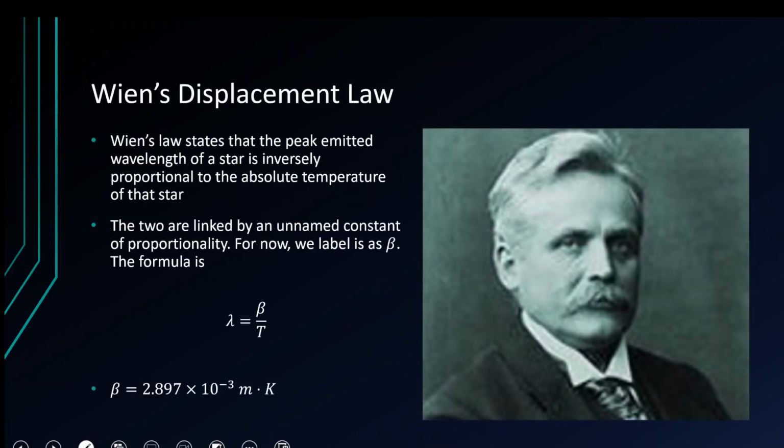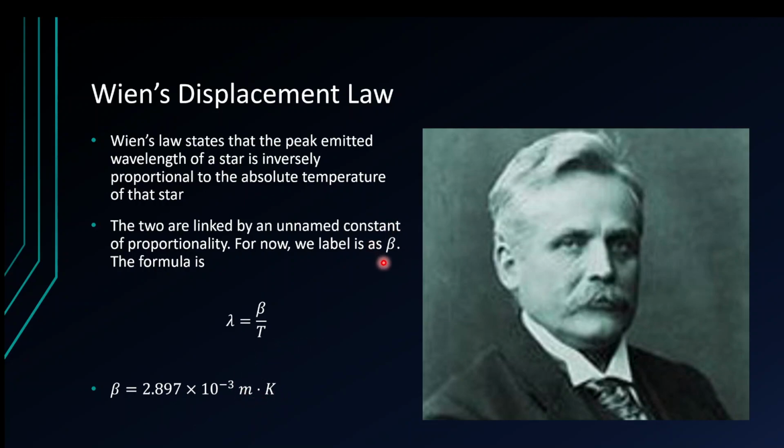Anyways, so Wien's displacement law. This deals with the relationship between the maximum emitted wavelength and the temperature of that particular star. It's linked by this formula here, lambda equals beta divided by capital T, where beta, again, is another constant. It's 2.897 by 10 to the negative 3 meter kelvins. Meter kelvins? Why not? Or meter by kelvin. It doesn't really matter dimensionally too much.